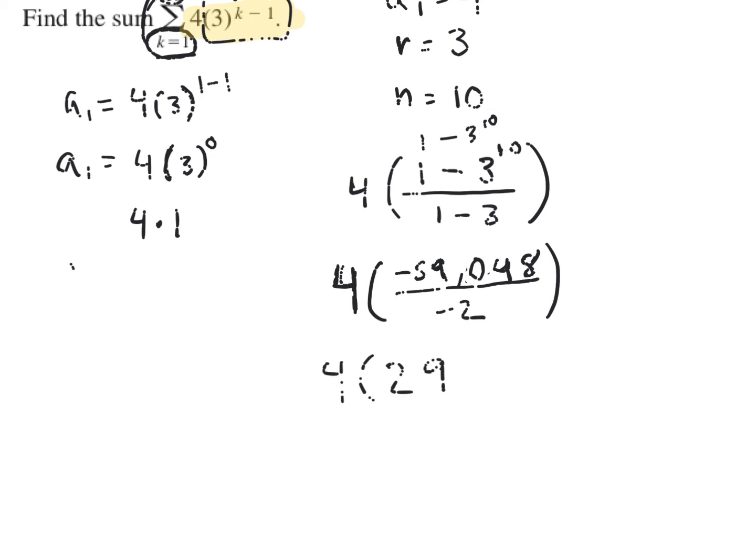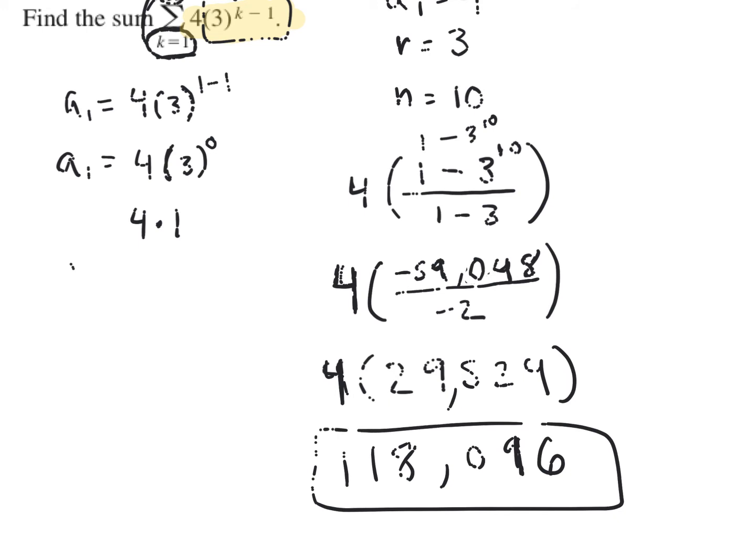So if we plugged in 1, 2, 3, 4, 5, 6, 7, all the way up to 10, and added them all together, we would get 118,096. But this formula saves us from having to plug in 1, 2, 3, 4, 5, 6, 7, 8, 9, 10, and adding them all up. So we can use this anytime we have a geometric series.